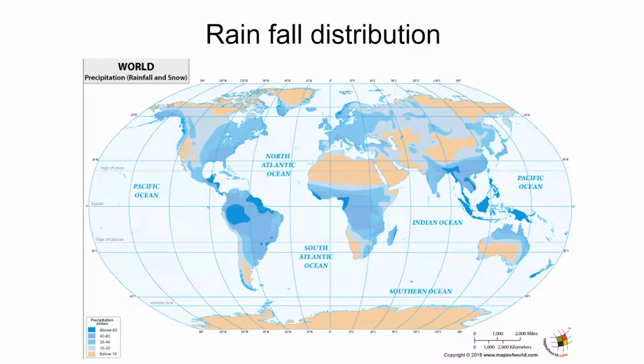So this is the rainfall distribution around the world. You can see that this is the equator, which is 0 degree latitude, which passes through Indonesia and the Philippines, etc.